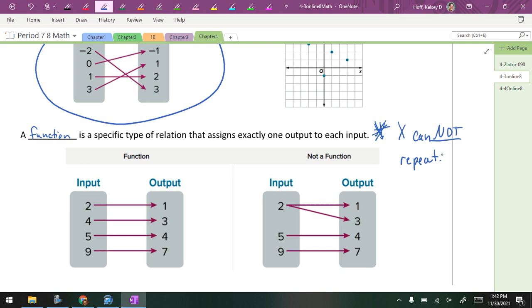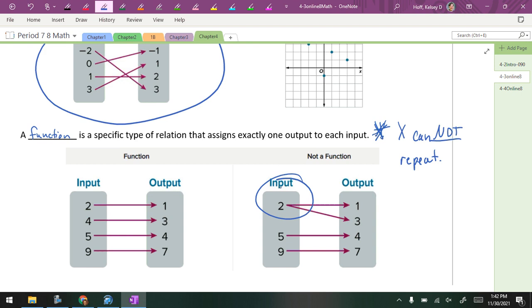This one says it's not a function. What in this mapping tells you this is not a function? Grady? Bingo. 2 has 2 arrows coming out of it. 2 goes to 1 as well as to 3. And our rule is x cannot repeat. When you have 2 arrows coming out of it, that means x was repeated.